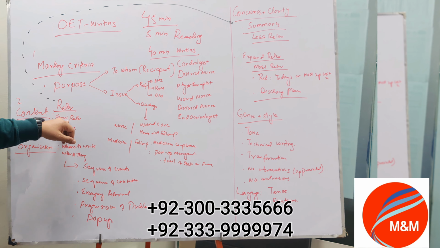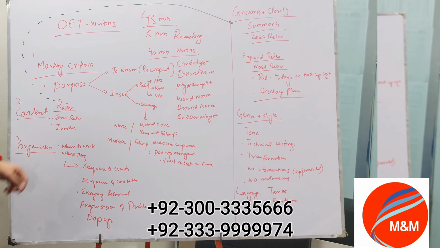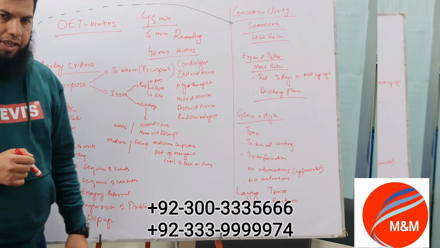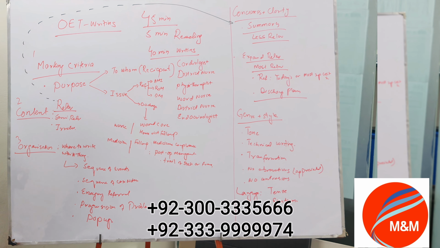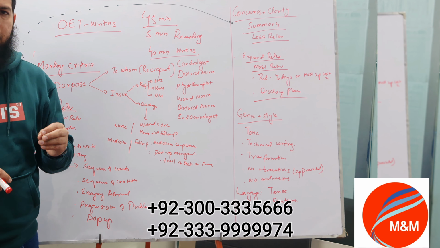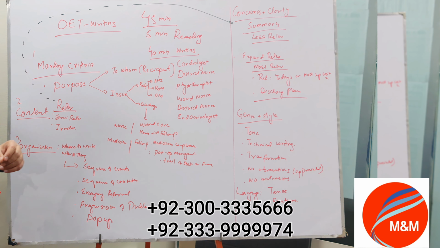Anyhow, semi-relevant is kind of optional, like you can write it and you can omit it as well. The third criterion is the organization of the case notes. So in organization of the case notes, we have to see where to write which thing. Like we will see that there are certain things that have to be kept in your mind.